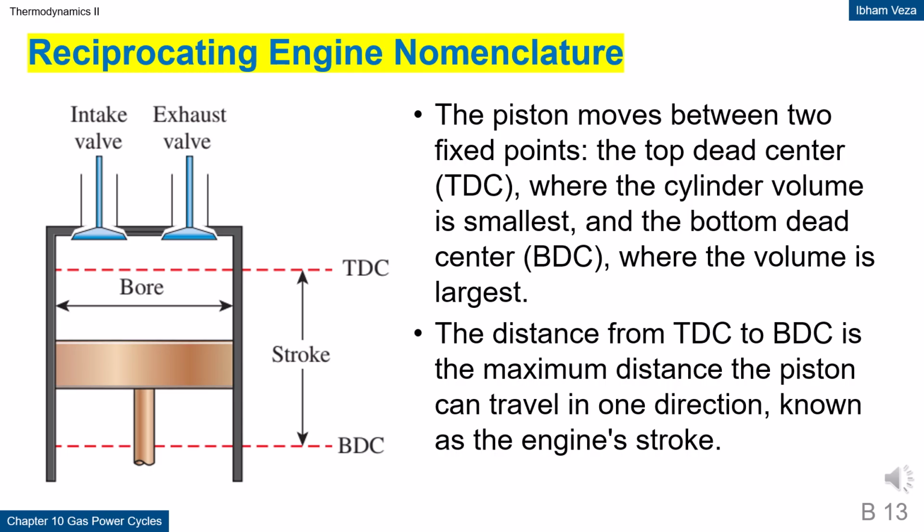Reciprocating engine nomenclature. The piston motion is limited by two extreme positions, TDC and BDC. The cylinder volume changes periodically following this motion. The distance between TDC and BDC is called the engine stroke. These definitions are important to understand how volume changes during a cycle. From this, the basic geometry of a reciprocating engine can be analyzed quantitatively.